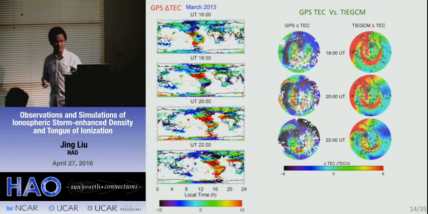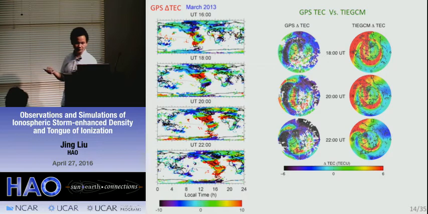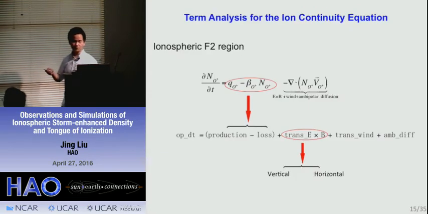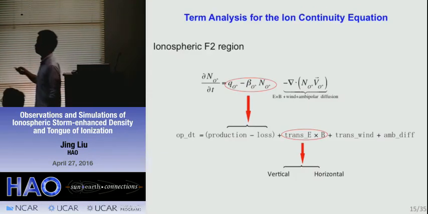Since TIGCM can capture the main structure of the enhanced density, we use the model to do some term analysis for the ion continuity equation. This is a well-known ion continuity equation for the F2 region. The left-hand side is the change rate of ion density. This is production, this is loss, and this is the transport term. The transport term includes electric field, neutral wind and ambipolar diffusion transport. The E cross B drift also has a vertical component and a horizontal component.